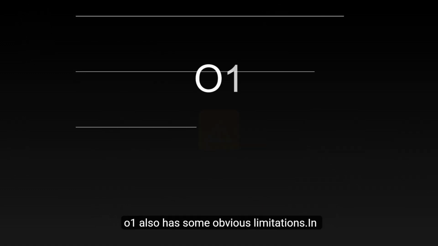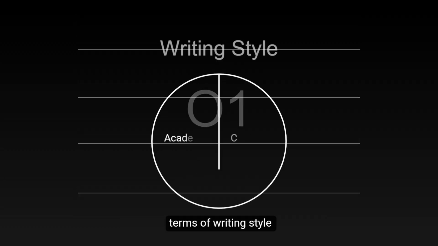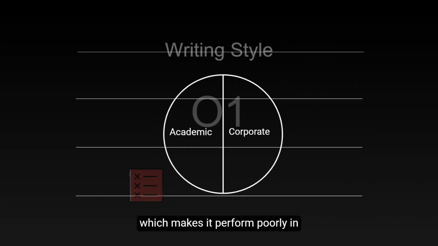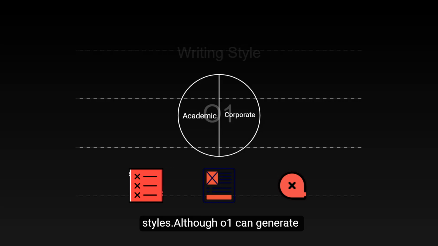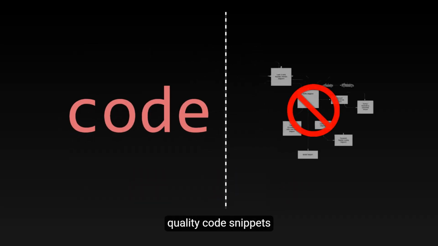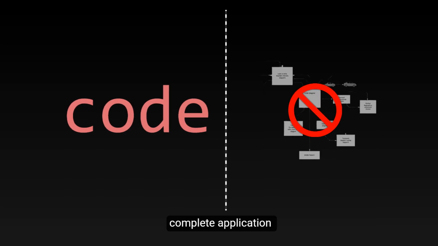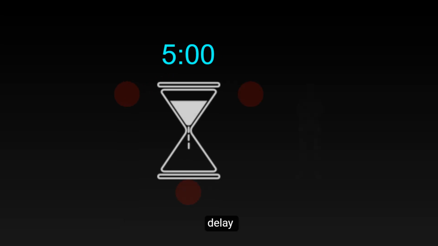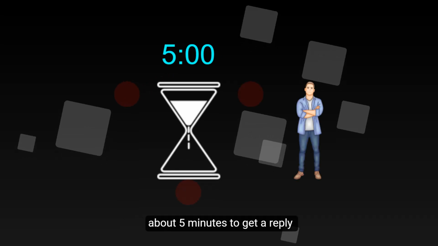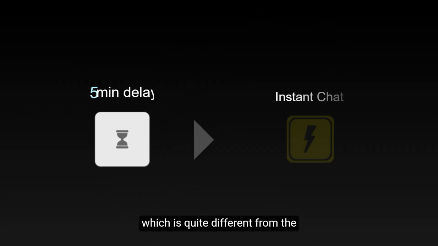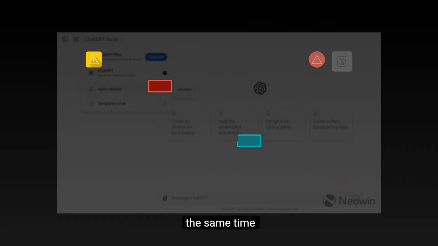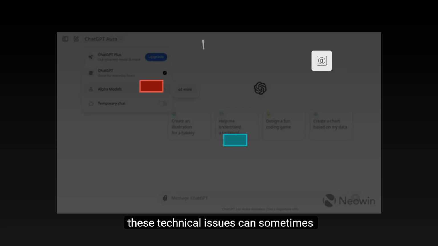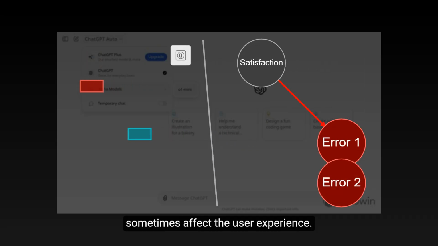However, O1 also has some obvious limitations in terms of writing style. O1 tends to adopt a formal academic or corporate report style, which makes it perform poorly in scenes requiring specific writing styles. Although O1 can generate high-quality code snippets, it cannot independently build a complete application, a point that developers need to pay special attention to. Another notable issue is the response delay, where users typically need to wait about 5 minutes to get a reply, which is quite different from the traditional instant chat experience. At the same time, when using O1 on ChatGPT's interface, users may encounter various bugs, and these technical issues can sometimes affect the user experience.